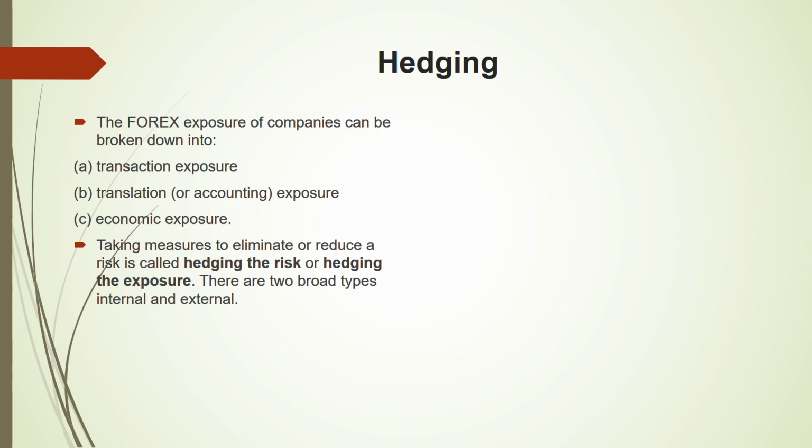First, let us go through the internal methods. Internal methods are invoicing in home currency. Yes, if you are invoicing the foreign subsidiaries' transactions in your home currency, then there is no risk of converting it using the exchange rate, right? Because it's in your home currency, there is no foreign risk. So you can invoice in home currency. This is an internal method. Internally, you can do it.